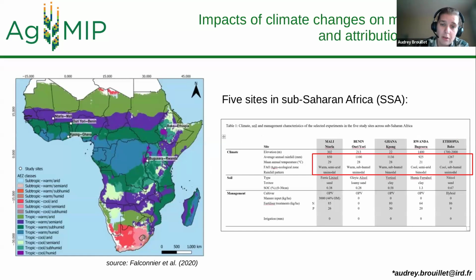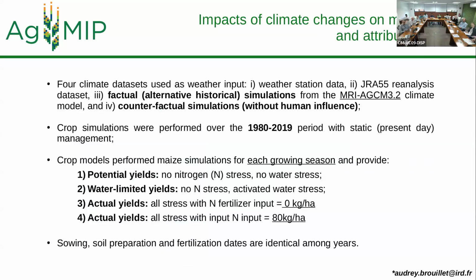We mostly focused on 5 sites in sub-Saharan Africa: 3 sites in West Africa and 2 sites in East Africa, so Mali, Benin, Ghana, and Ethiopia and Rwanda, with varying climate conditions, varying soil types and textures, and soil management conditions. In terms of methods, we used 4 climate datasets as weather input for crop models, including weather station data and reanalysis datasets. I'm not going to talk about these 2 today, I don't really have the time.